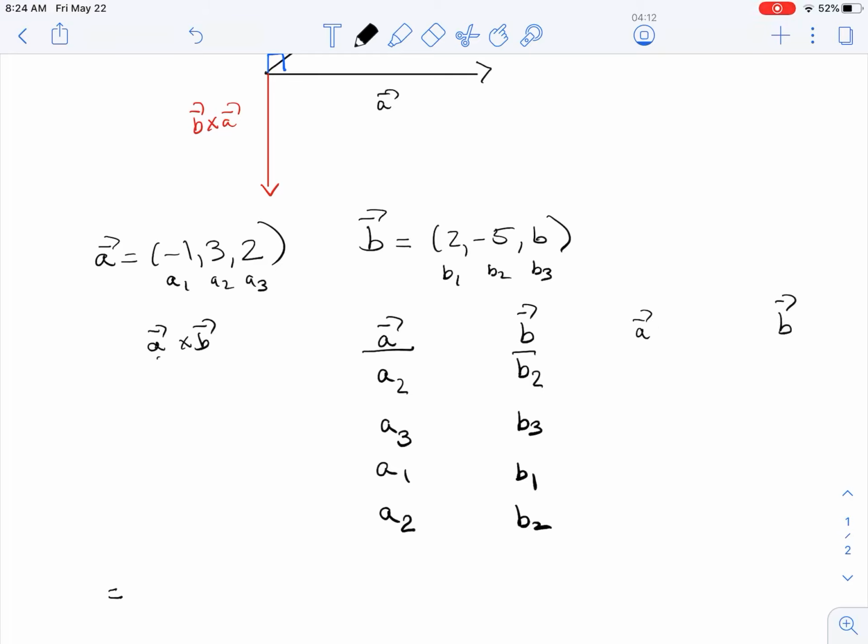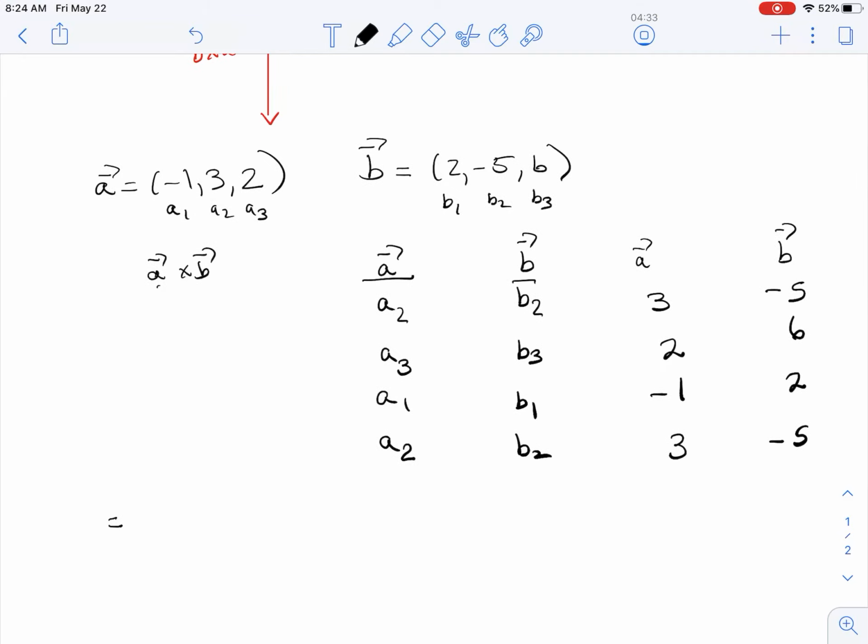So now I'm going to go over here, and I'm going to actually put in what the values are. So A2 was 3, A3 was 2, A1 was -1, and it starts again with A2. So B2 was -5, B3 was 6, B1 was 2, and then it starts again with -5.